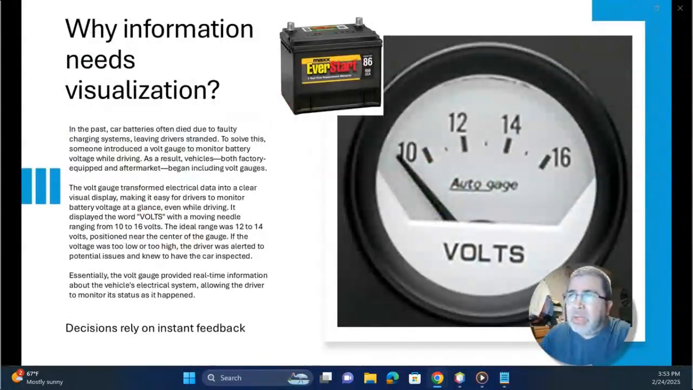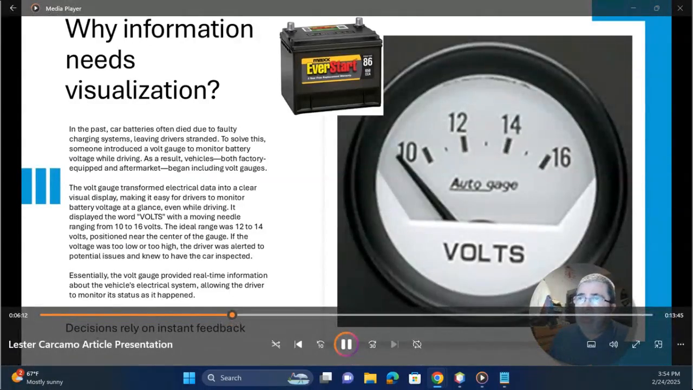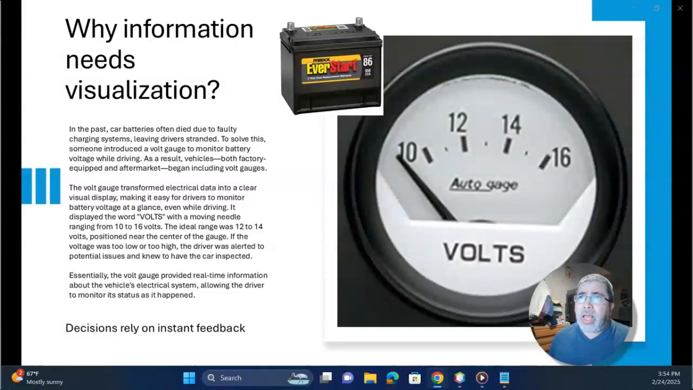Let's review something very important before we go into the details about the research. Let's talk about why information needs visualization. In life, there are multiple items that generate information. On the screen, you can see a voltmeter. What is the voltmeter? It provides information about the status of the car battery. The car battery is under the hood, and back in the day, car batteries used to die and leave you stranded in the middle of nowhere. It was a nightmare. Someone came up with the gauge.